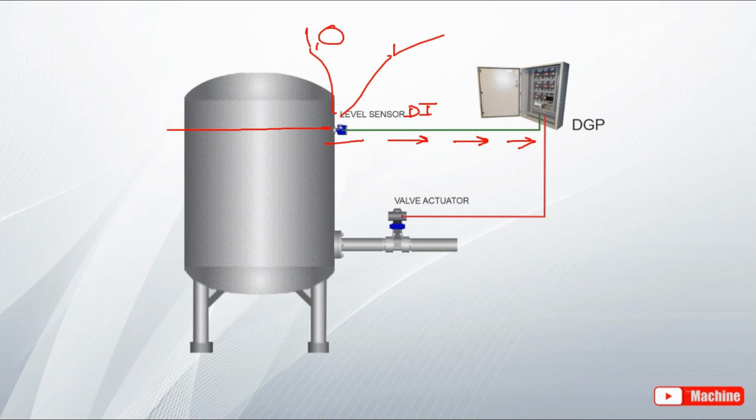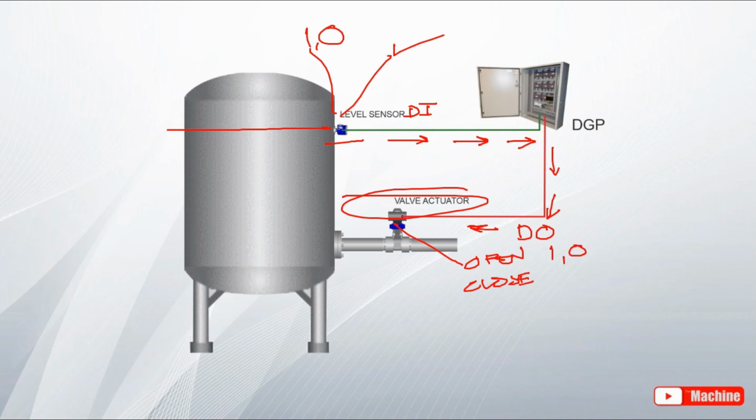Then it will execute an output signal to the valve actuator to close it. So our output signal will be digital output, because our instruction for the valve will be open or close only, meaning high and low also. So it's a digital output signal.